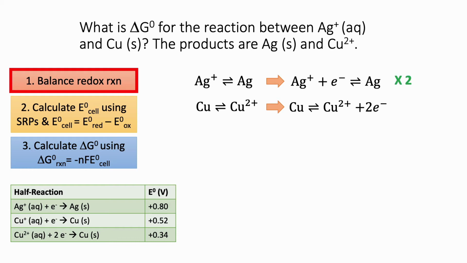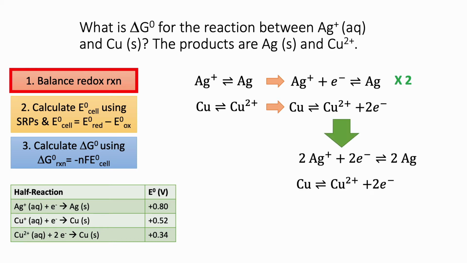So we're going to be multiplying this one by 2. And then at this point, because now both of our half reactions have 2 electrons, we can go through and add them together to get an overall net reaction. But we can't forget that we had 2 electrons per mole of reaction. This is what that means.